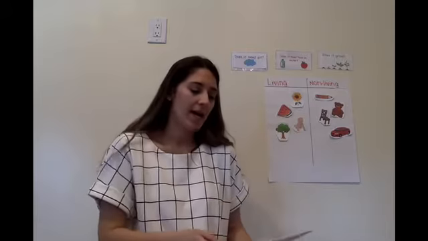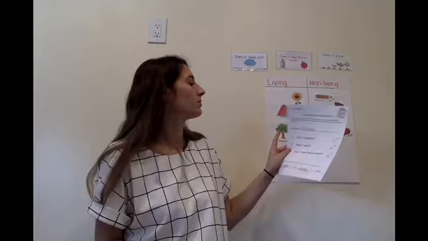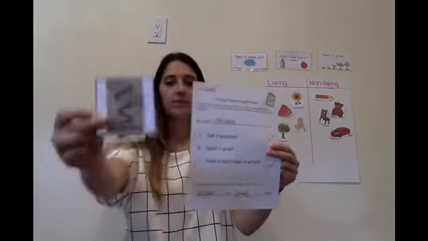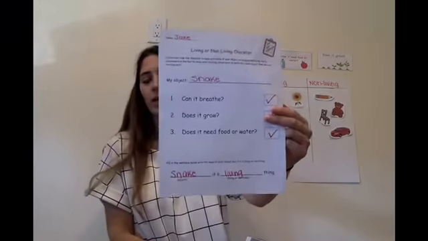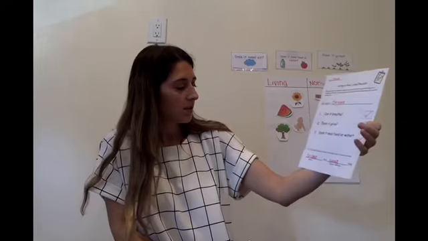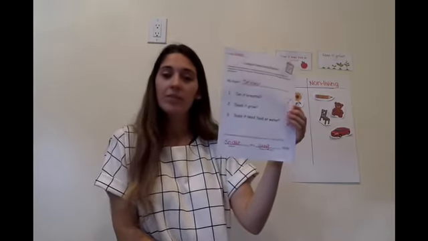So we're going to look at Jake's work. So Jake had a snake. So here's his picture. Here's his work. He said his object is a snake. Can it breathe or does it need air? He said yes. Does it grow? He said yes. Does it need food or water? Yes. So, snake is a living thing. Great job. Everyone agrees, right?